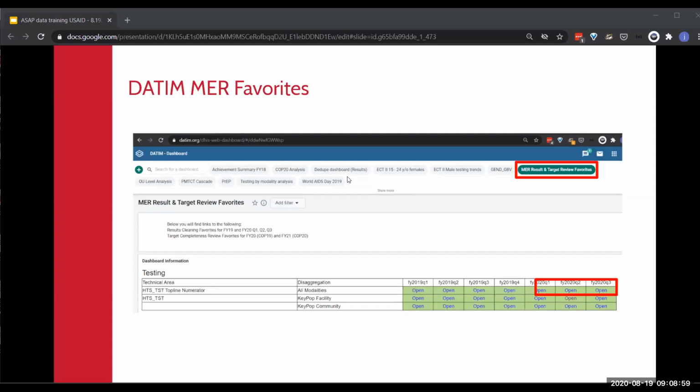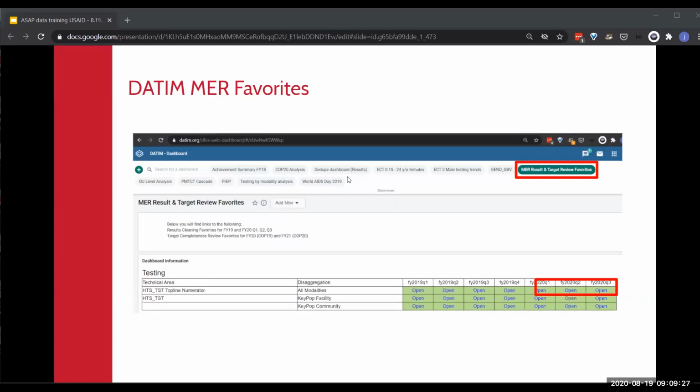Now, Datum also has the ability to create dashboards. Now, you yourself, as a Datum user, can create any dashboard that you want. However, again, OGAC, PEPFAR, has created for you some dashboards that they thought would be useful. Now, if you orient yourself to what you're seeing on my screen here, this is just a screenshot of a web browser.